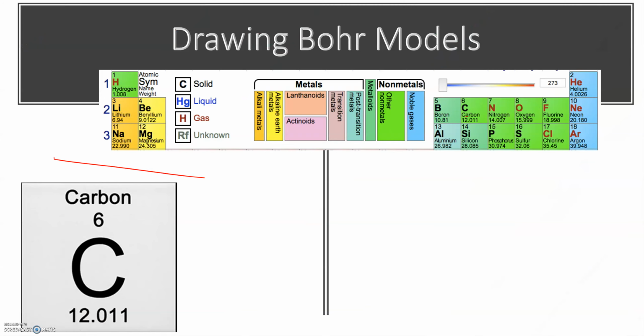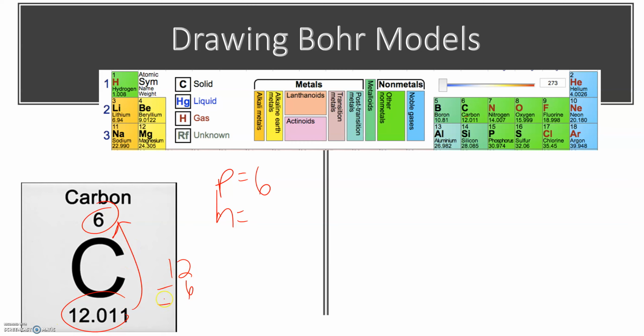All right, next we've got carbon. Okay, let's see how many subatomic particles we've got. For protons, we look here, that's 6. For neutrons, we're going to take our mass, subtract, right? 12 minus 6 is 6. And then for our electrons, that's going to be equal to the protons. That's also going to be 6.